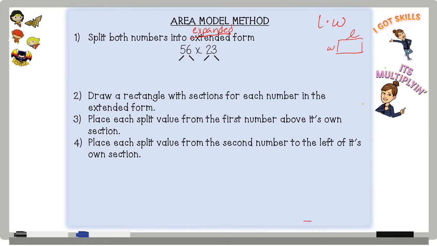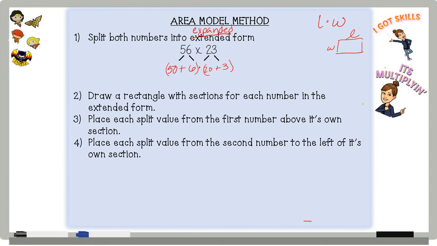Expanded form means we take it and we split it into place values. So 56 is split into 50 plus 6. And then that's multiplied by 20 plus 3. All right, so I know that's really close together, but we took 56 and split it into 50 and 6, and then 23 and split it into 20 and 3.